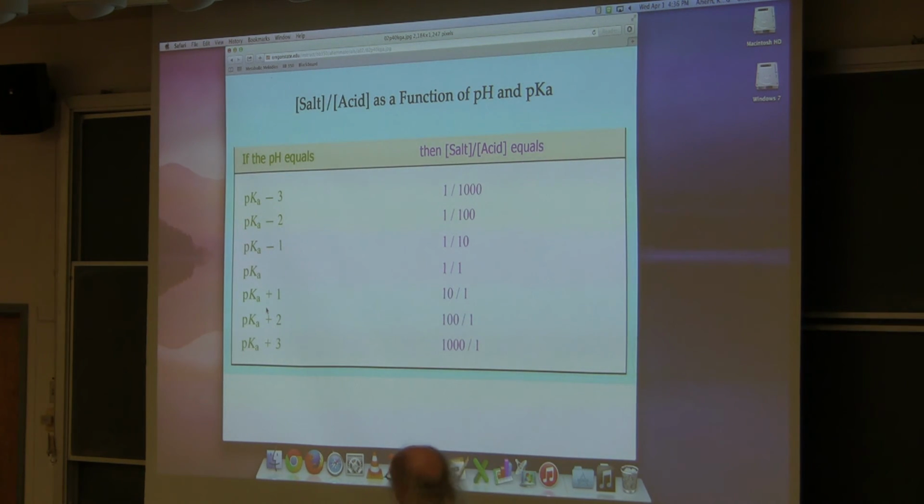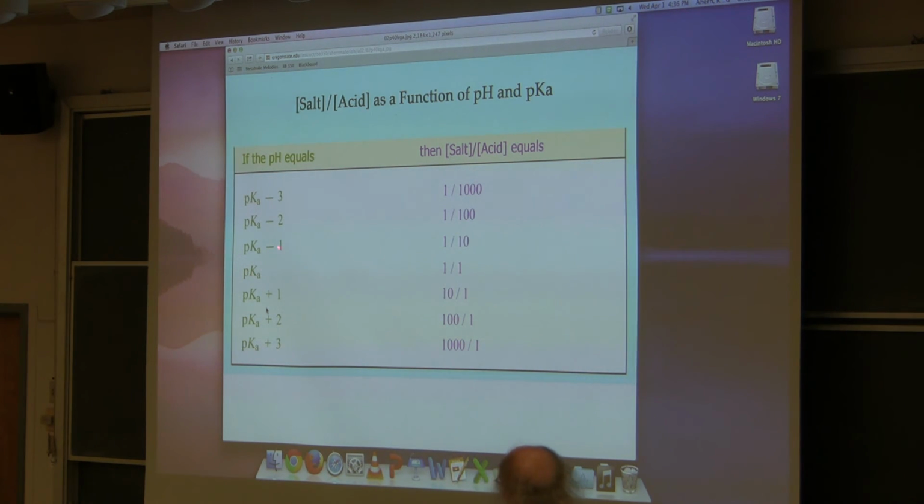There's something you can memorize if you want to, but you don't really need to memorize it because it doesn't really matter. It's basically telling what you already learned, and that is if you had more salt than acid, pH is higher. If you have less salt than acid, pH is lower than the pKa, right? And if you have equal amounts, the pKa is equal to the pH, right?